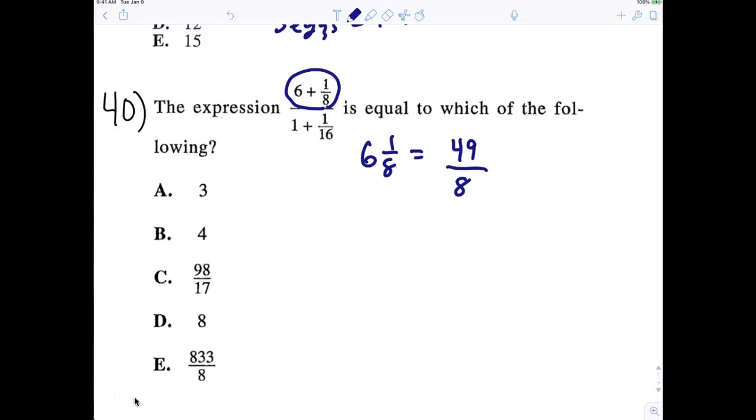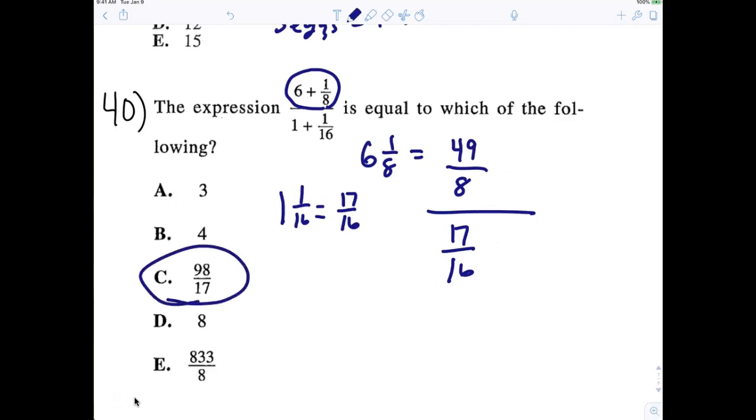Then 1 1/16 is the same as 17 over 16, right? So 49 over 8 divided by 17 over 16. And what does that come out to be, please? 5 and 13 over 17. 98 over 17? Yeah, I accidentally pressed the fractions.